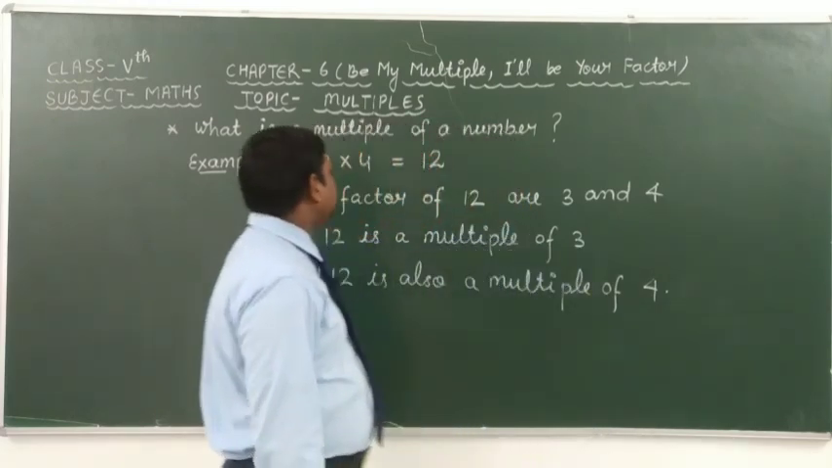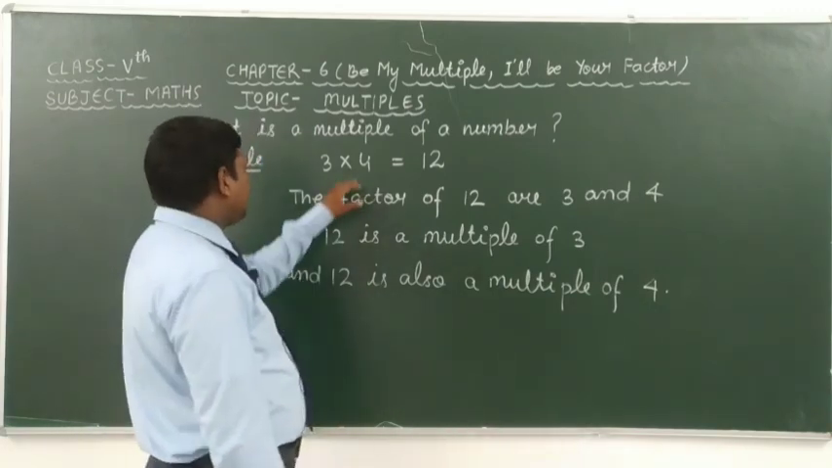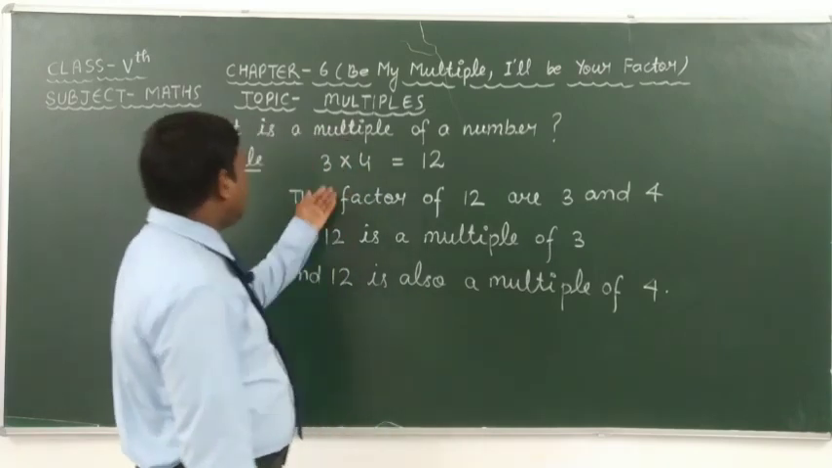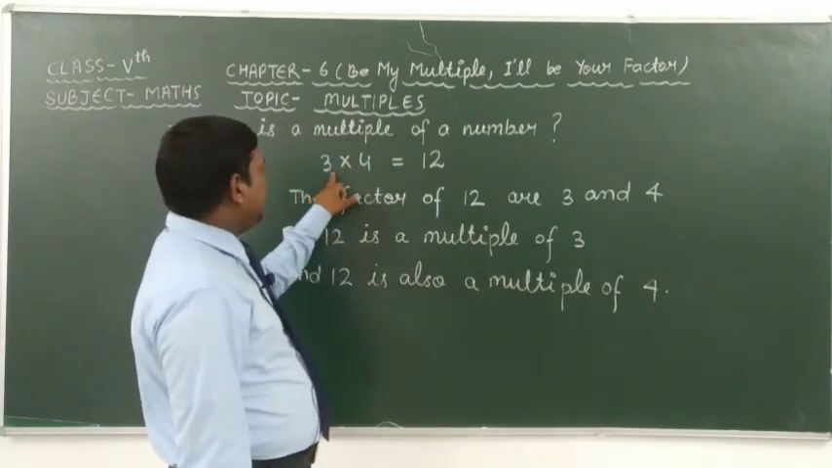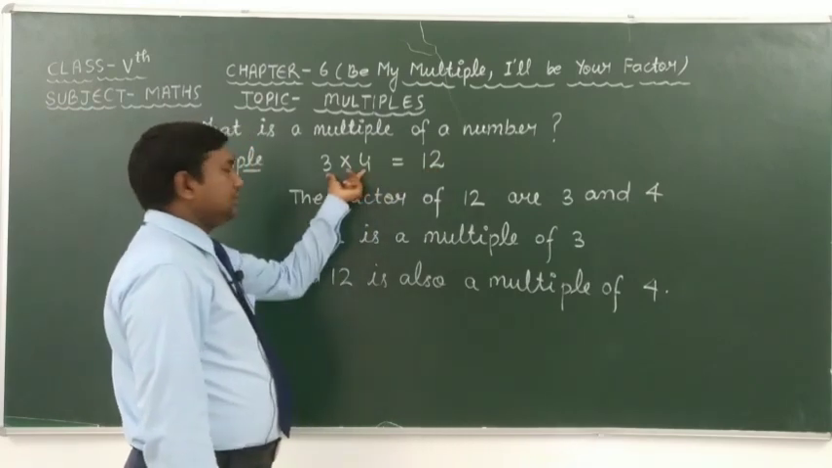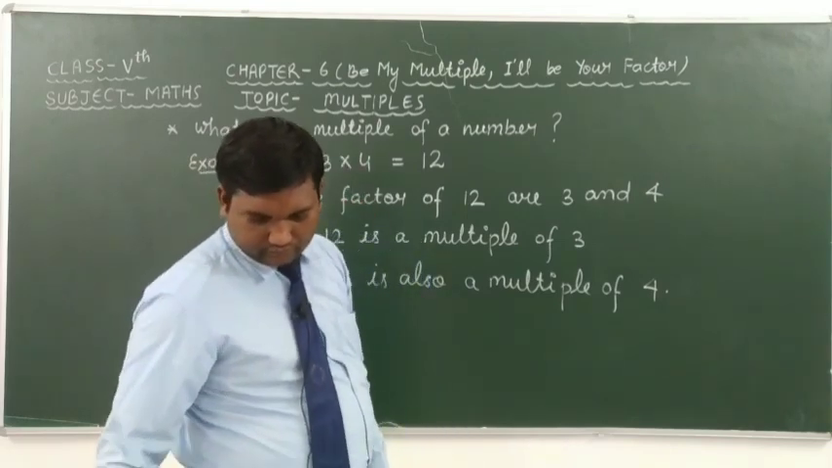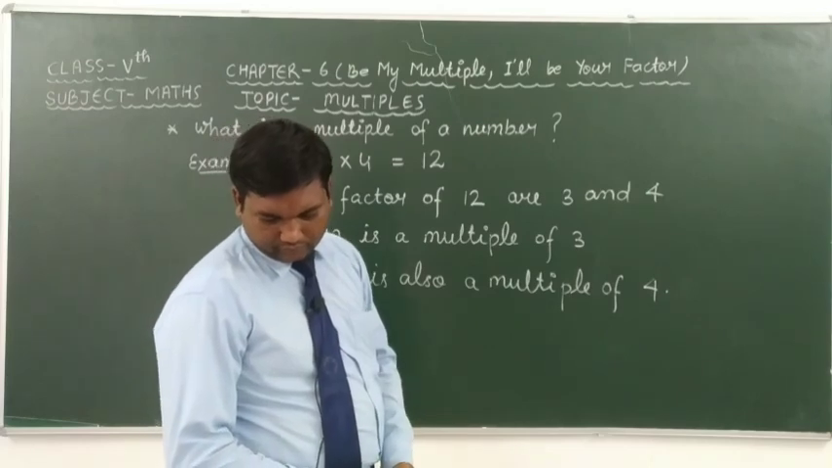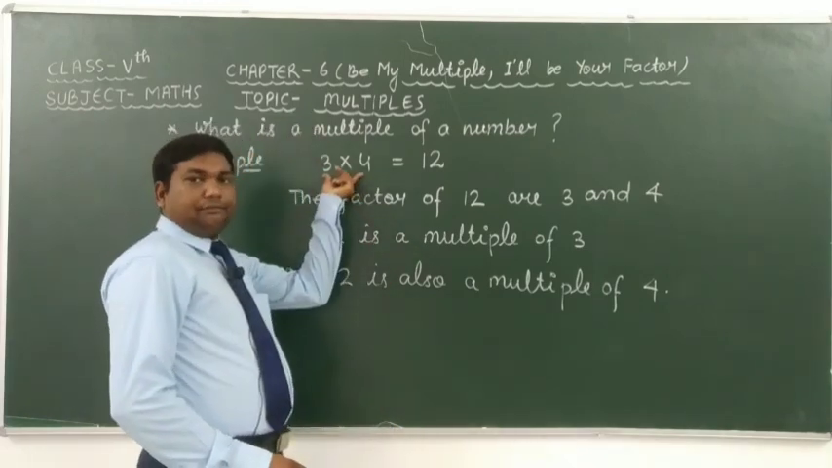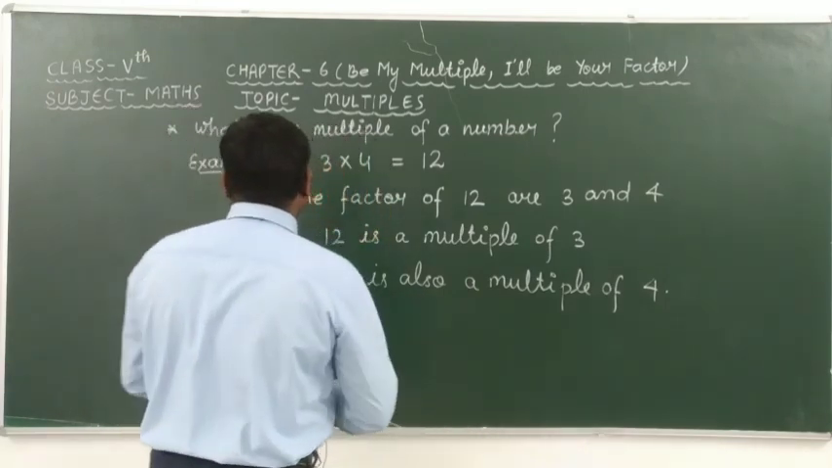Clear? It means that if we take the multiplication of a given number by any other number, then we get a multiple of this number. Look at here carefully.